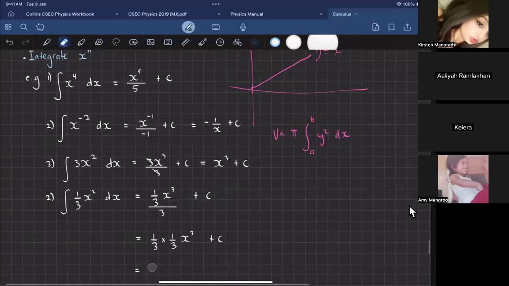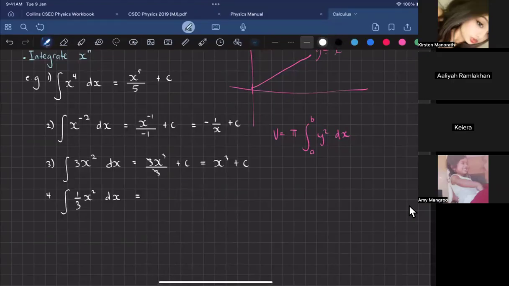And I have one more question here. Try question 4. Let me see if Ollie could figure out that one. Try to integrate a third x squared. Let me see what they're going to do. It's the same concept. I just think some of you all might get confused.